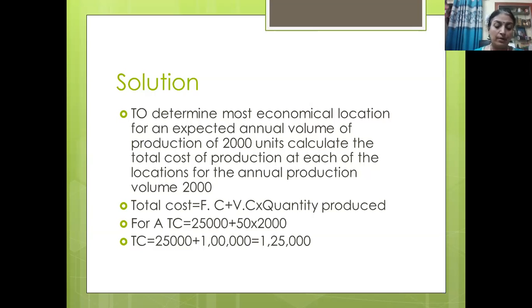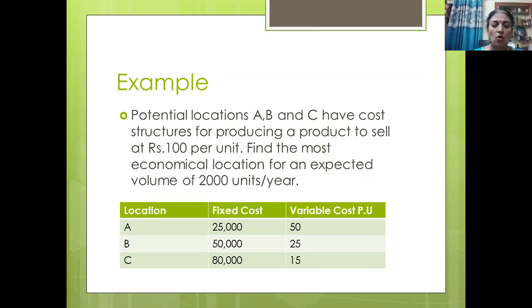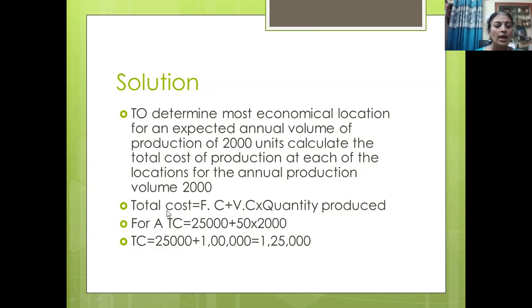So for A, what happens? See here for A, what is the fixed cost? That is 25,000. It is given in the problem, isn't it? And variable cost is 50 rupees per unit. Units is 2000. So for A, fixed cost 25,000, variable cost 50 rupees into 2000. 2000 into 50 is 1 lakh plus 25,000 fixed cost. So total cost is 25,000 plus 1 lakh, that is 1,25,000. This is for A.